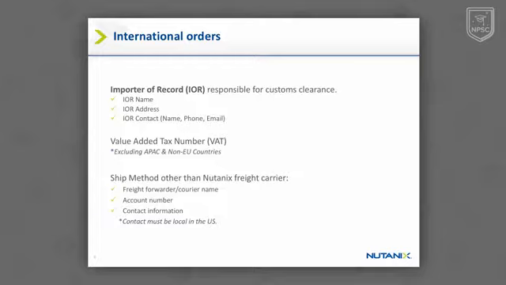Another thing I'd like to go over is a ship method other than the Nutanix freight carrier. If it is going to be a freight forwarder or courier, please make sure to include that company name, the account number, a contact, and that contact needs to be local within the US. This includes the required fields within a purchase order.